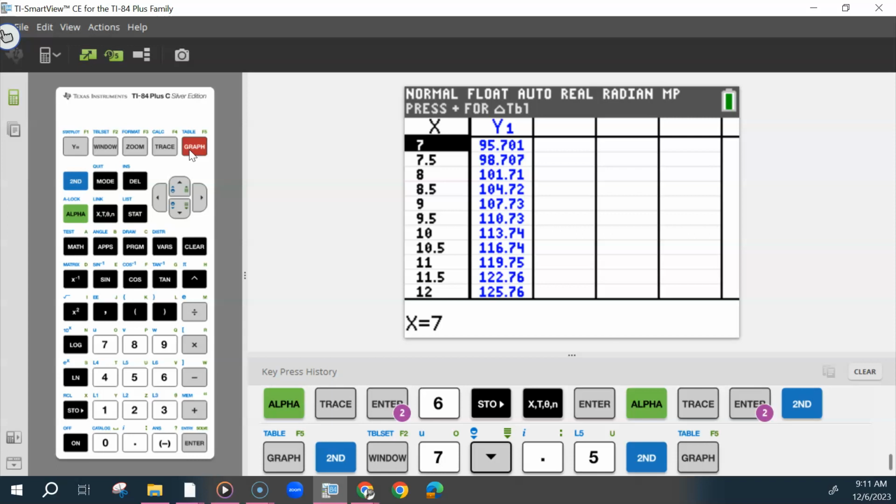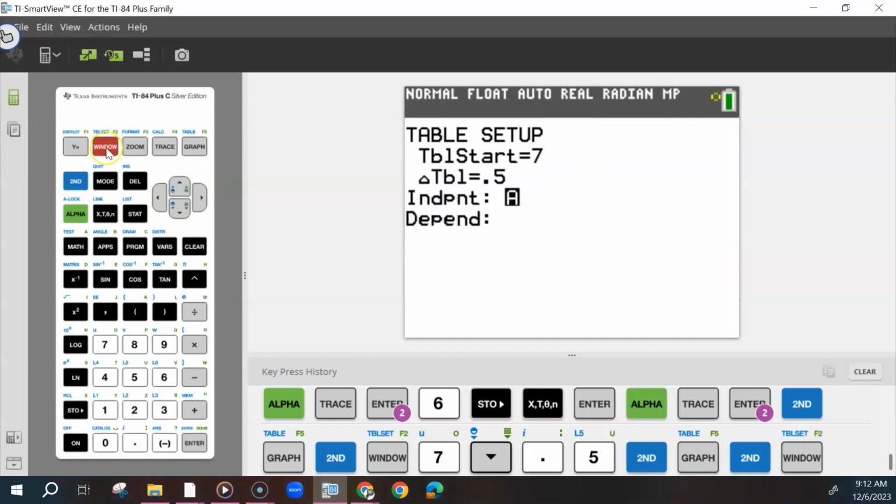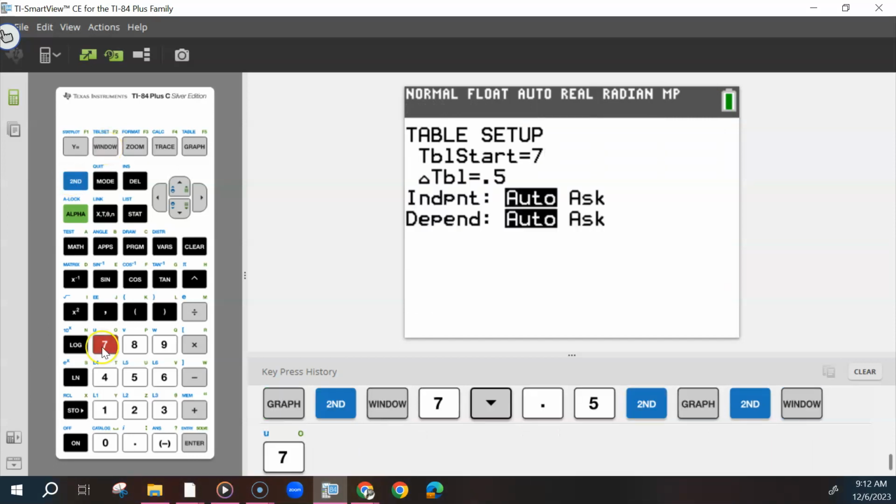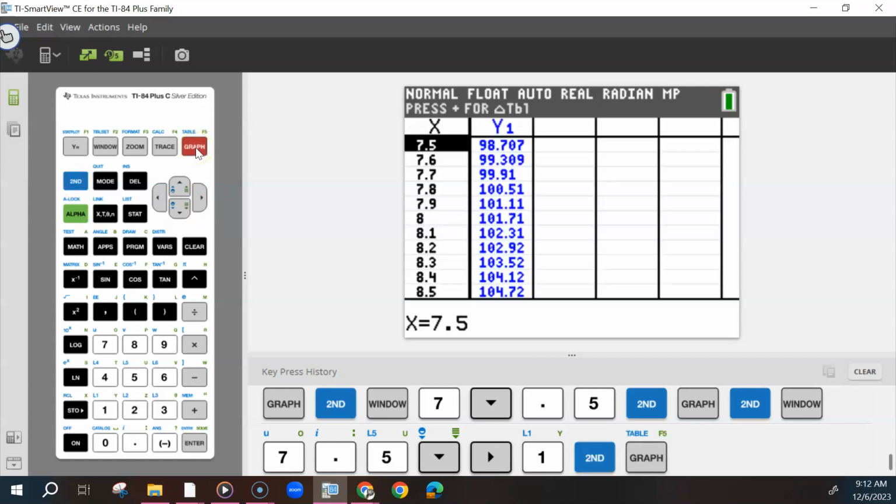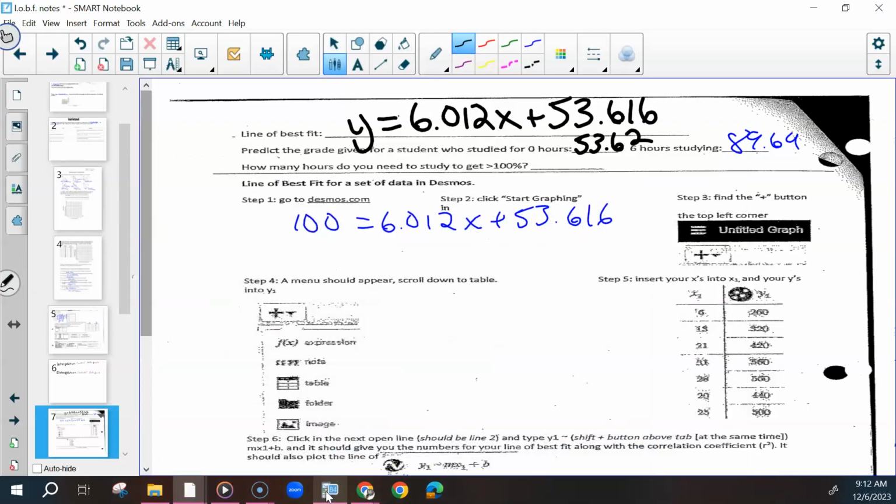So if I wanted to find maybe the specific tenth, I would do it again. Second window. I'm going to change this to 7.5. Change this to 0.1. And then go back to the table, second graph. Okay. Now I can see specifically at 7.8 hours is greater than 100. And that would be my answer. You could keep doing that until you find the nearest 100,000, whatever you want, but 7.8 is fine. This one needs a label because we're looking for number of hours.